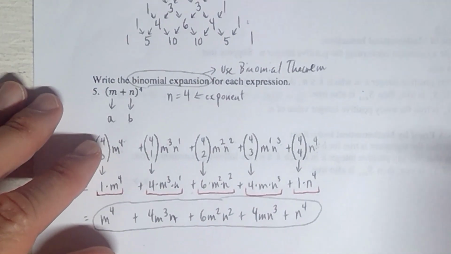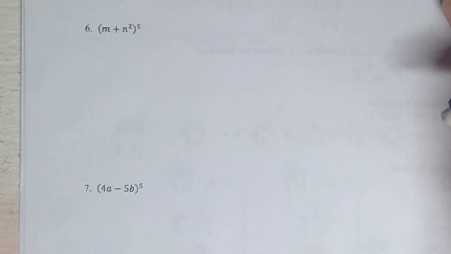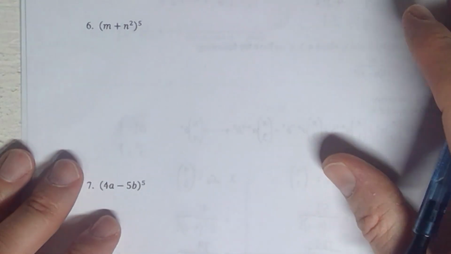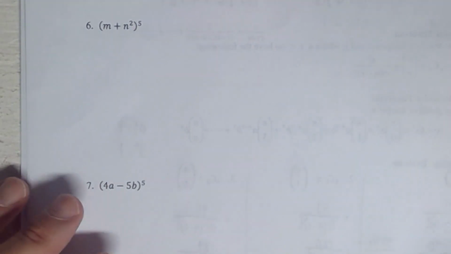Okay, now let's go ahead and flip it over to the back side and take a look at those 2 problems that we're talking about. In number 6, it looks a lot like the last problem. The difference is that instead of having the n, you have the n squared. It's going to make the problem look a little bit different, but the process is still basically the same.